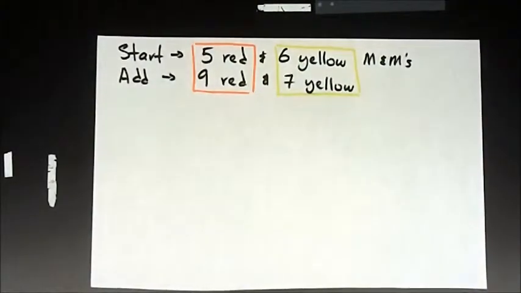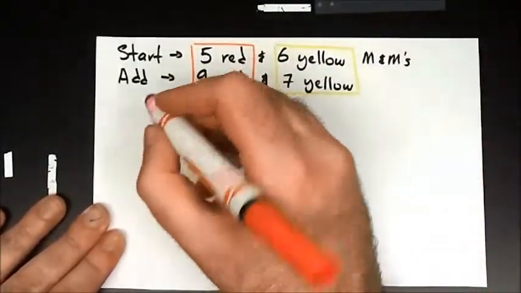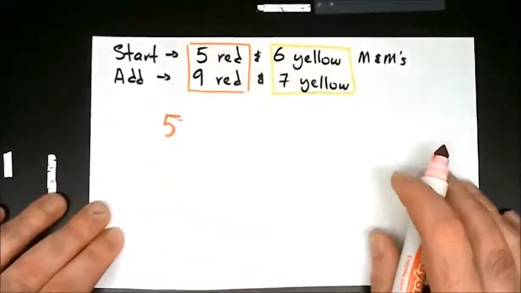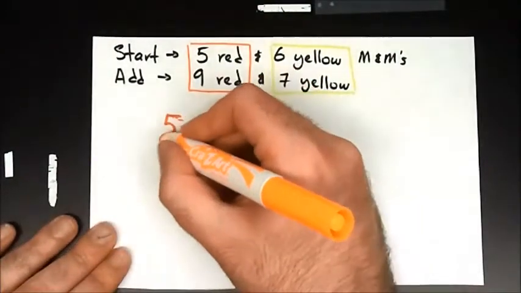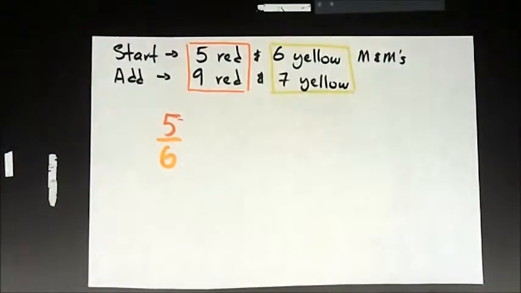Last one here. Here we have a problem where we have a bag of M&Ms. We're starting with 5 red and 6 yellow M&Ms. We're adding 9 red and 7 yellow. And we're asked if the ratio is maintained. How can we do that? Well, first of all, you write up the initial ratio of 5 red and 6 yellow. And we're adding 9 red and 7 yellow.